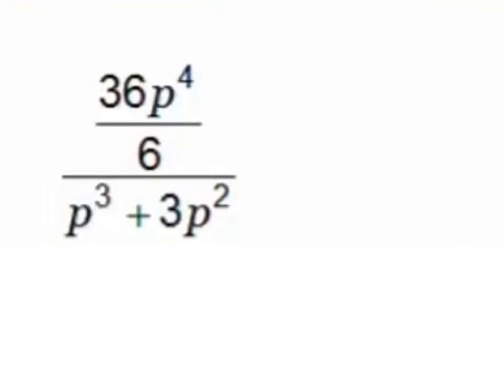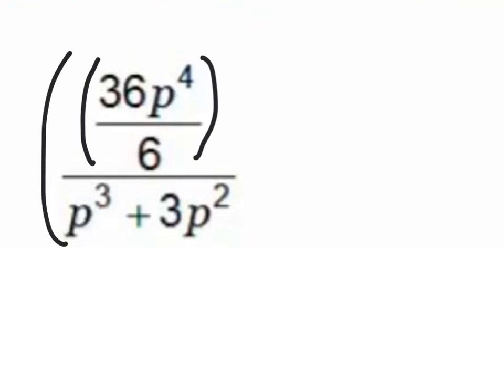What I want to show you is that I have this fraction, 36p to the fourth divided by 6, and then that's going to be divided by this other piece here. So I have this big fraction here. This part is my numerator, and my numerator itself is a fraction. And I'm dividing that by this piece here. So watch what happens.